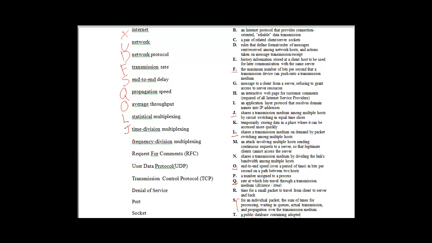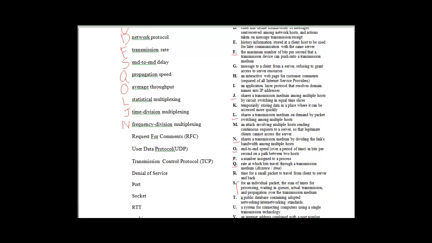Frequency division multiplexing is sort of the same thing, except instead of sharing time slots, we're sharing frequency slots. So that would be here. Shares a transmission medium by dividing the link's bandwidth among multiple hosts. So it's dividing the link's bandwidth. RFC is a public database containing adopted networking and internetworking standards. That's the one where you go and you can look up multiple standards and get all the details and how it's all written up and every little piddly thing of each protocol out there.